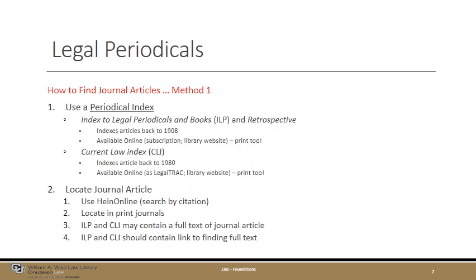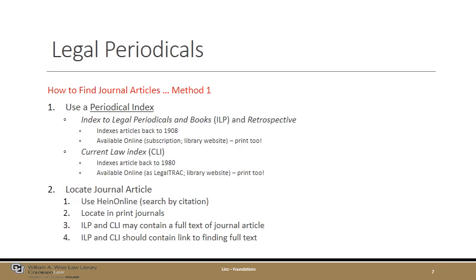So how do we find these law journal articles? Well, there are three different methods. The first method is to use a periodical index. So for all the law journals that are out there, the law school journals, the peer review journals, etc., all of those articles get indexed by a handful of different publishers. There are actually two that we want to look at. One is the Index to Legal Periodicals and Books, and the other is the Current Law Index.